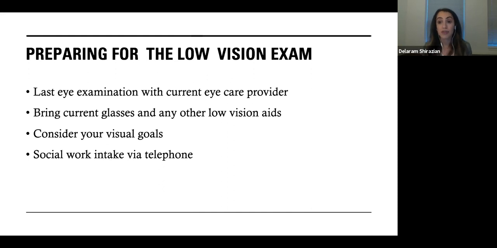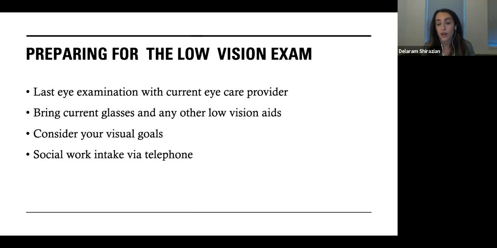And again, this is going to be very individualized and very based on your visual demands and what you need. We also have a social work intake before our low vision exams in our clinic. And this is where one member of our social work team will contact you to ask you some questions in preparation for the low vision exam.